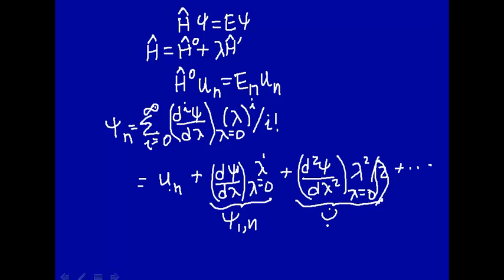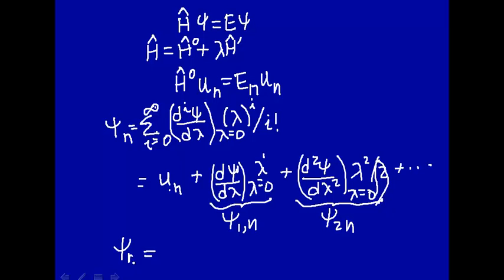We'll call this psi 2n. This is the second order, lambda squared, second order term that we have to add in to the wave function un that we know in order to correct the wave function to second order, third order, and so on. So we can rewrite this.